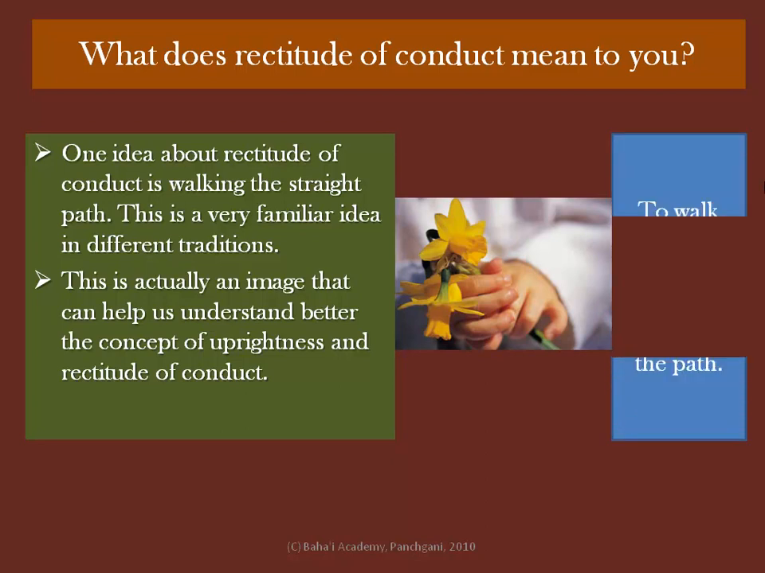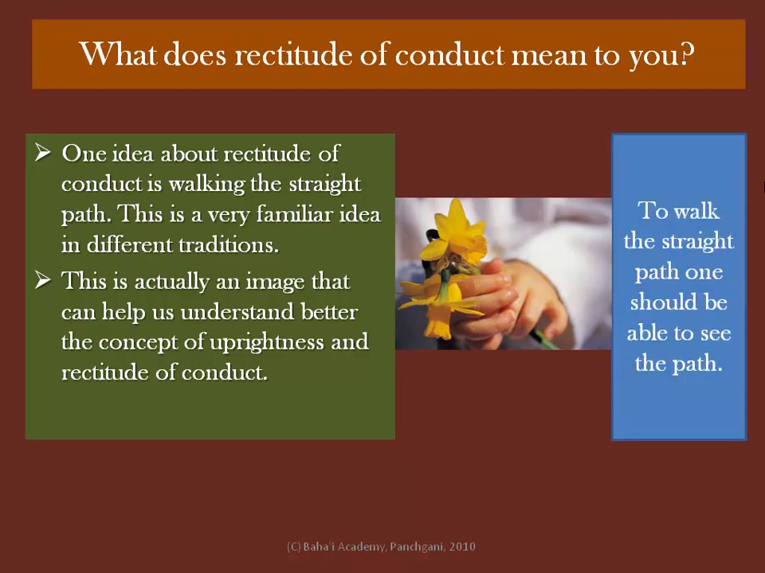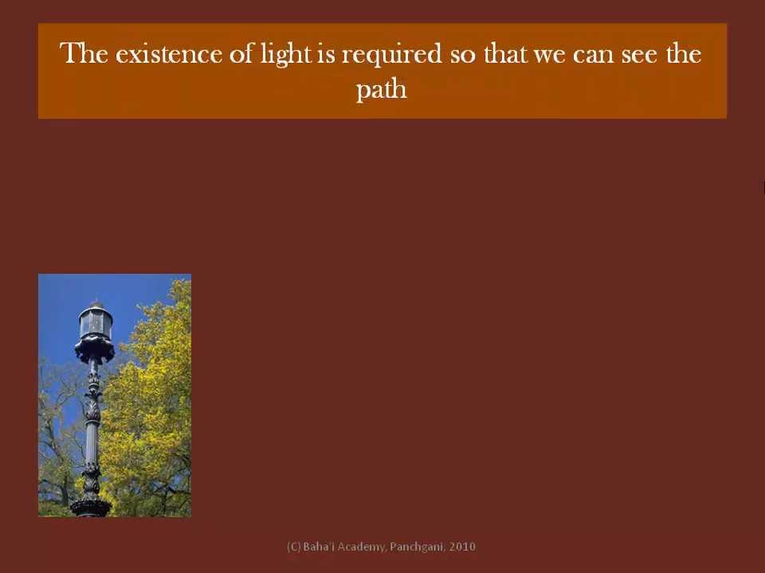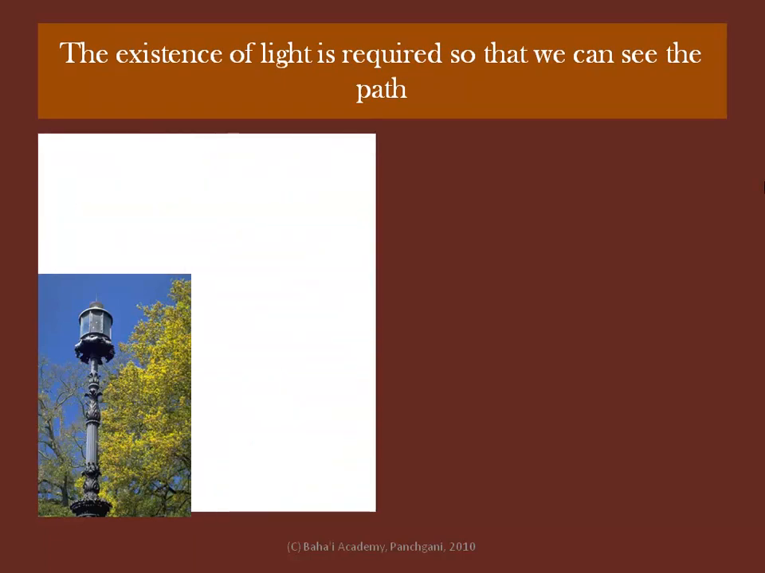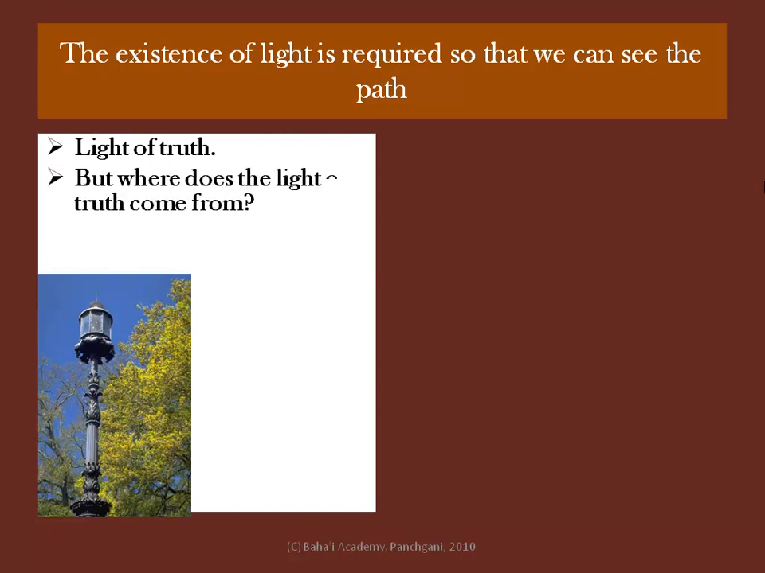To walk the straight path, one should be able to see the path. It's evident that the existence of light is required so that we can see the path. This light is the light of truth. But where does the light of truth come from? It comes from a number of shining lamps. Among them, the most important are the lamps of principles.